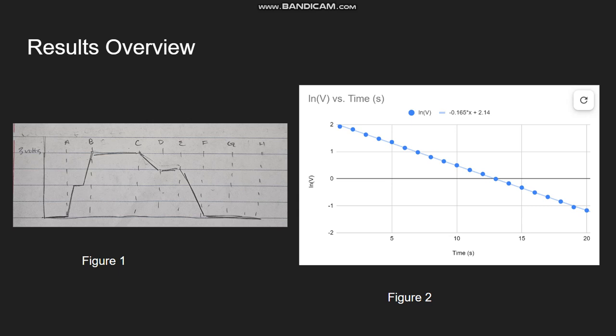Quick overview of the results. In figure 1, we can see how the voltage changes with respect to the negative end of the battery throughout time. We can see that it increases and decreases. And figure 2 shows the relationship between the natural log of voltage difference and time, and the equation represented will be shown in the next image.